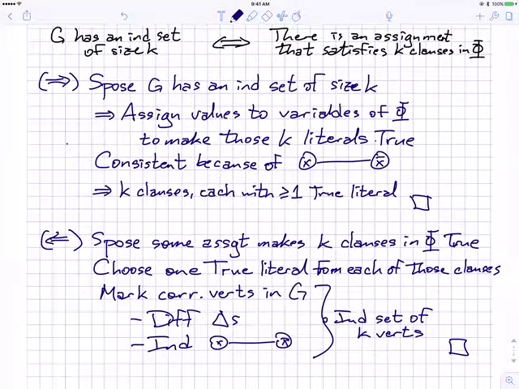Okay, so given a large independent set, I can find an assignment that satisfies lots of clauses. Given an assignment that satisfies lots of clauses, I can find a large independent set. So in particular, there is an independent set of size equal to the number of clauses if and only if there's an assignment that satisfies everything. Okay.